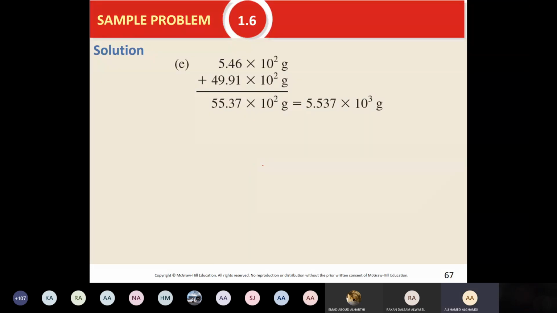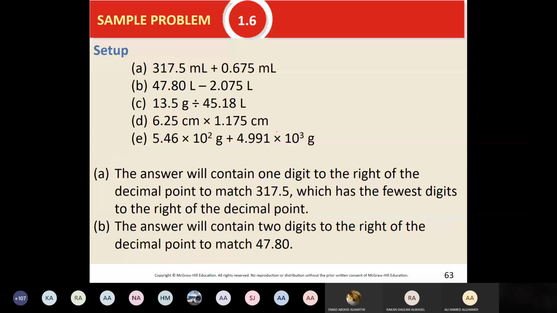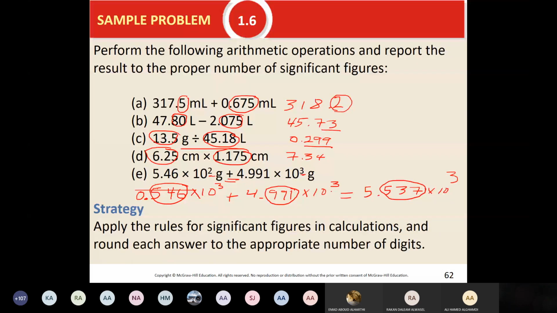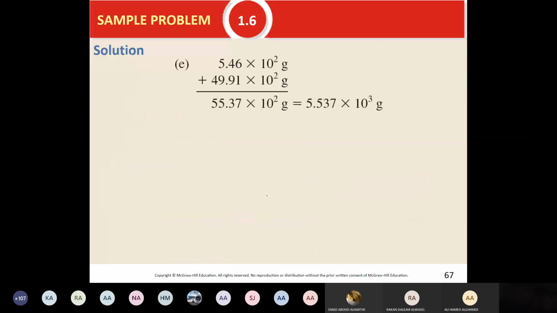See, I told you to solve this question. We'll change it to the same power, but in the solution in the book, they changed it to 2, which is the same thing. But as I said, you must have the same power, then add the numbers normally, and then count how many significant figures you have in both of them.